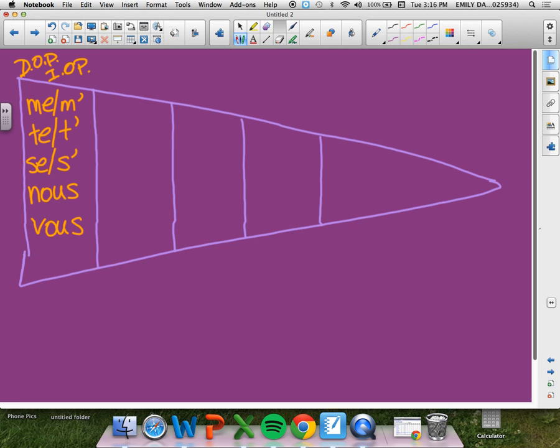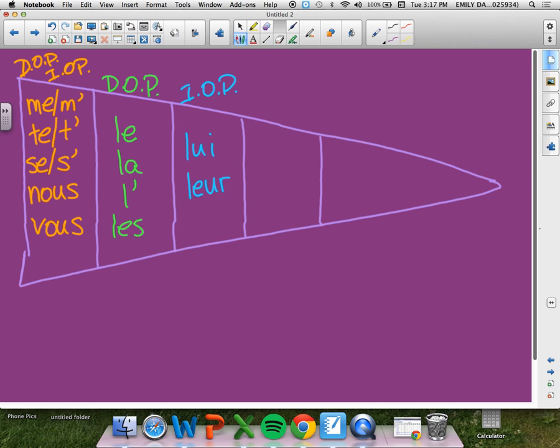So then the next pronouns that you would use in your sentence would be le, la, l', and les. And you'll remember that those are direct object pronouns. And then you've got lui and leur. Those are indirect object pronouns. And now we have our prepositional pronoun. It's a prepositional pronoun.